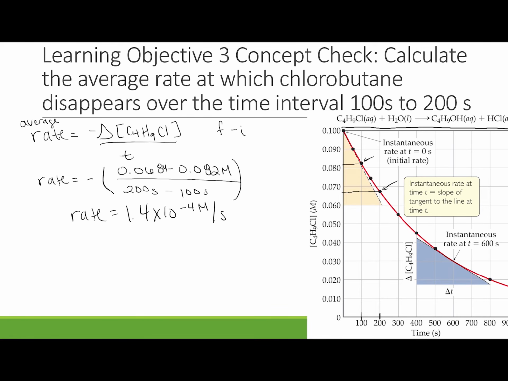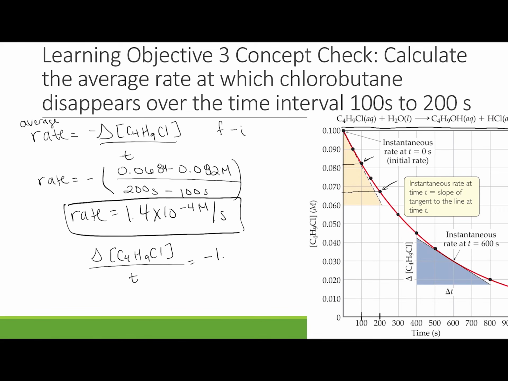Now, as a note, rates are going to be positive values, right? But our actual change in chlorobutane over time is going to be negative 1.4 times 10 to the negative 4 molar over seconds. We just use this negative here to cancel out the negative here to give us a positive value here. Okay.